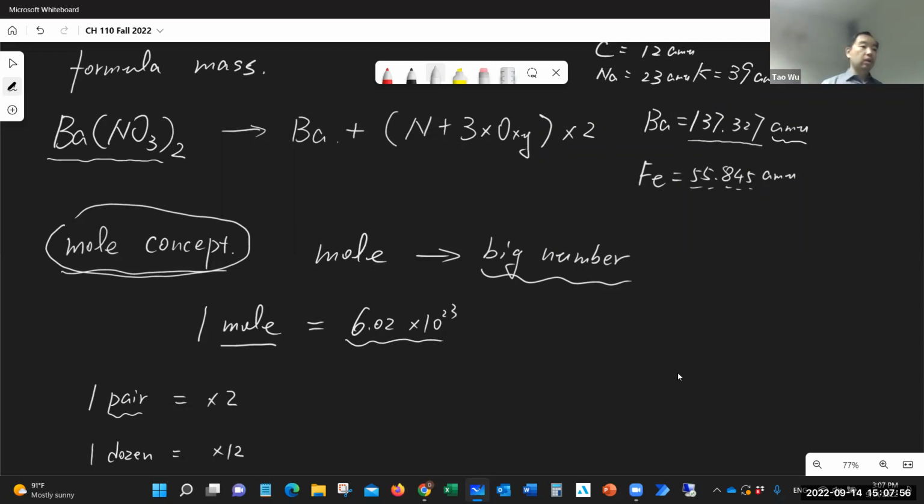Okay, yeah. So for example, iron is 55.845 AMU, but if you talk about 1 mole of iron, then that's just 55.845 gram. Okay, wow, that's amazing. You don't even have to change any of the numbers. Just use the number, and then you know 1 mole of the stuff is how much in gram.